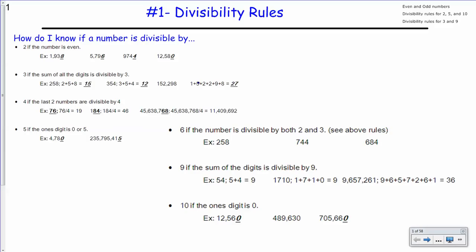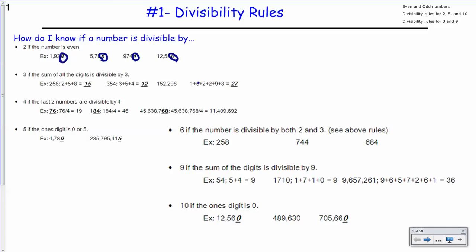So how do I know if a number is divisible by 2? If the last number is an even number, then we're divisible by 2. So 4, 6, 8, 0, those are all even numbers, so that's divisible by 2.